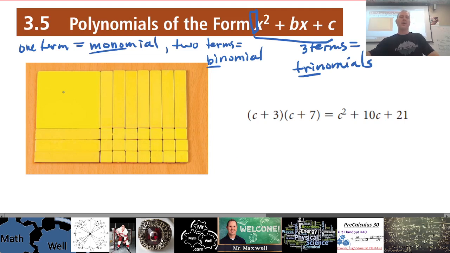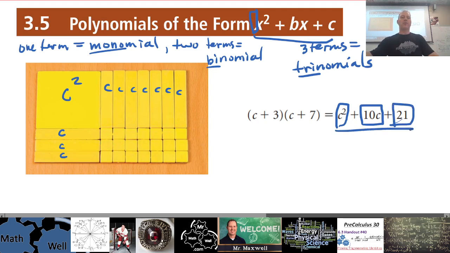What we have here is one big square, which represents this part, c squared. These long bars are c's. Each of them are c's. How many c's do we have? We have 10 c's. Each of these little squares are individual ones, and we have 3 times 7 of them. We have 21 ones. So this trinomial is represented by these algebra tiles. Everyone see that? All right.